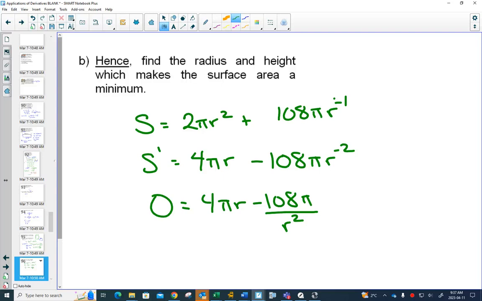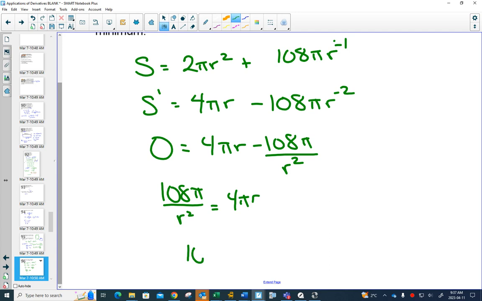Now, solving for this. Personally, I saw you guys do a bunch of different things. I kind of like getting rid of fractions in an equation if you can. Sometimes people get rid of fractions right away here. Other times I see people really like to move this 108 pi over r squared to that side. Then it's really easy when you multiply both sides by r squared. We get a cubic equation.